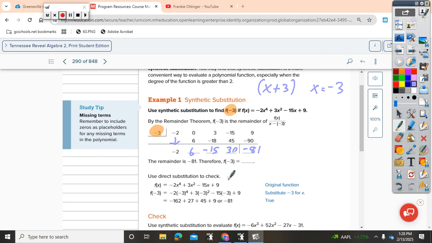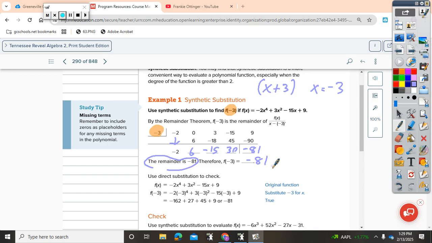Now sometimes if they say find f of -3, they are just wanting you to find the remainder. So in the next example we'll rewrite a polynomial, and we'll even use that polynomial to do more, but for right now they just wanted to know the remainder, and I got -81. So f of -3 is -81.